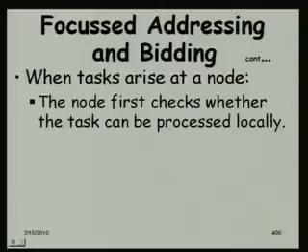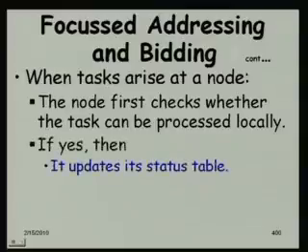Now, the algorithm works as follows. So, that was about keeping track of the system state table. Now, when a task arises at a node, we are saying that in a distributed system tasks arise independently of each other. When a task arises at a node, the node first checks its own local status table to find out whether it can handle this so that the time constraints can be met. If yes, it can handle this task, then it just updates its own status table.